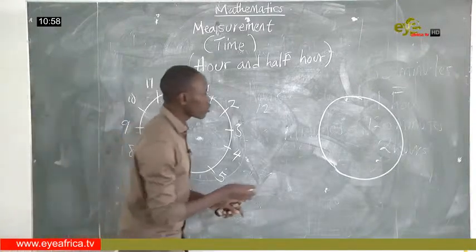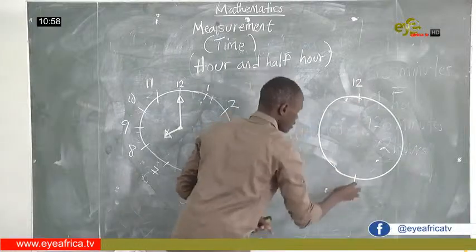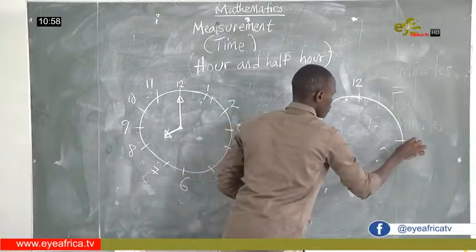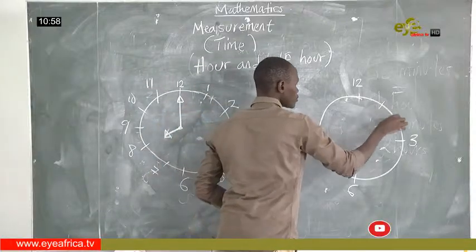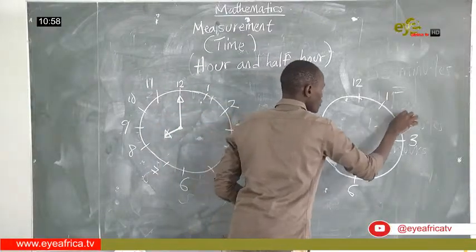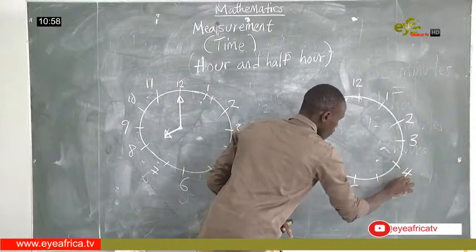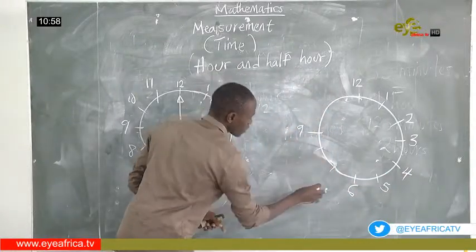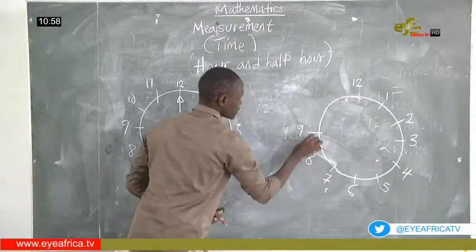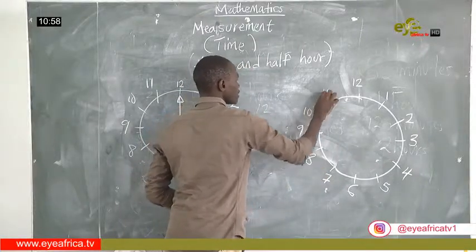Now, if you go to the second one, we do the same thing. There we have 12 and 6 here. We have our 3, then 9. Between 12 to 3, we have 1 and 2. Between 3 to 6, we have 4 and 5. Between 6 to 9, we have 7 and 8. Between 9 to 12, we have 10 and 11.